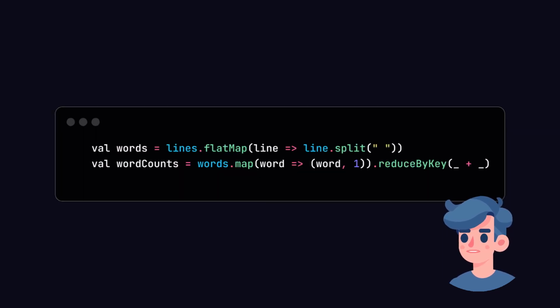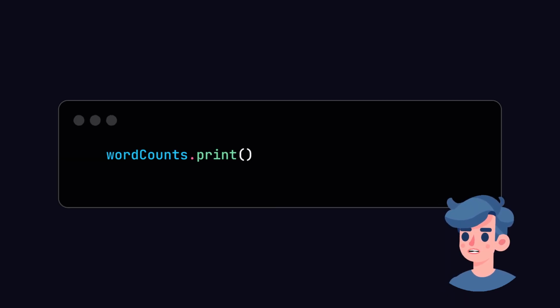Now, let's process the data. We'll perform a simple word count operation on the incoming data. We will split the lines into words, map each word to a tuple, and then reduce by key to count the occurrences of each word. To display our results, we'll print them to the console. Spark Streaming provides an easy way to output the results of the transformations we've applied.